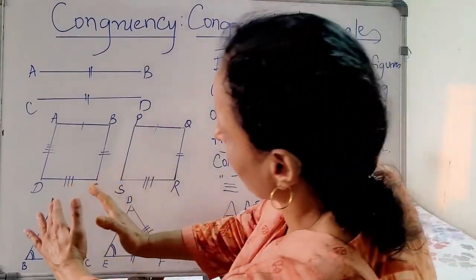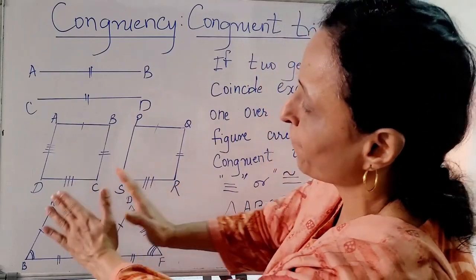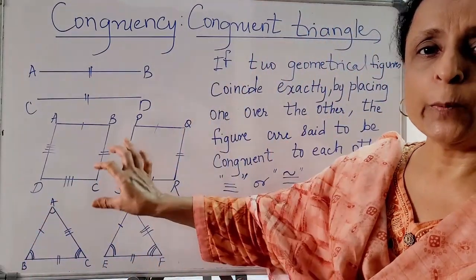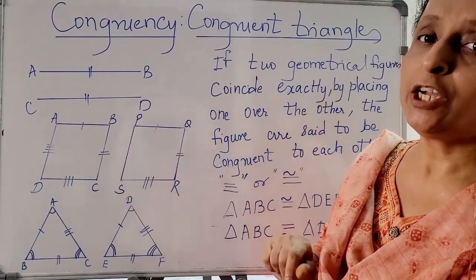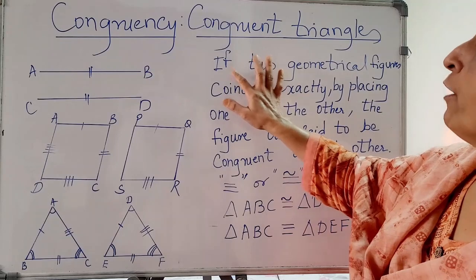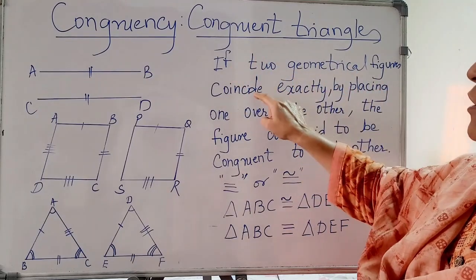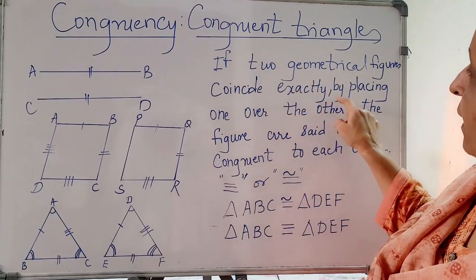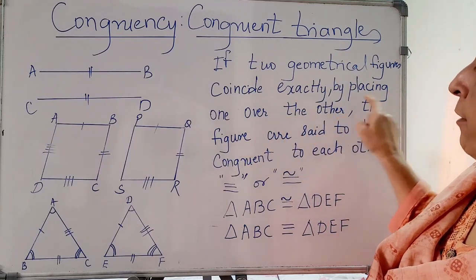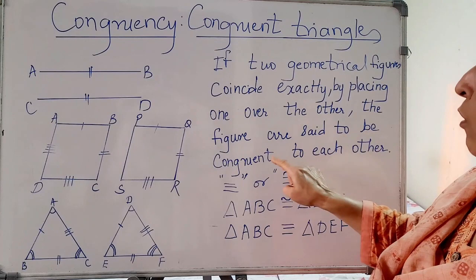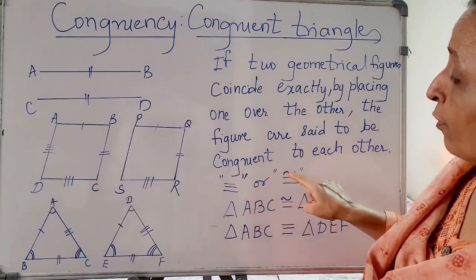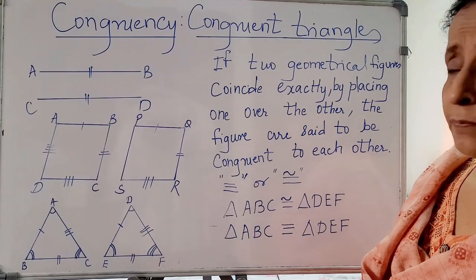This triangle ABC, DEF has to exactly coincide for the triangles to be congruent. Now, if two geometrical figures coincide exactly by placing one over the other, the figures are said to be congruent to each other. This is the symbol for congruence.